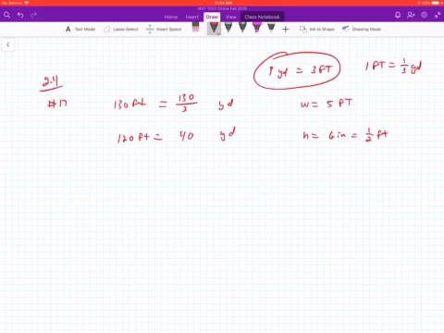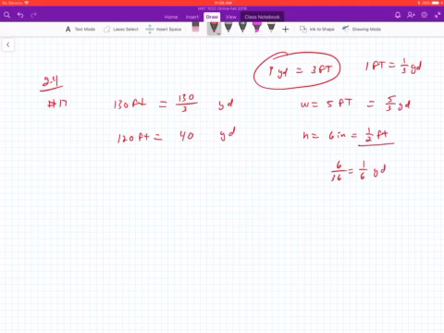Now for the 5 feet, this becomes 5 over 3 yards. And for the 6 inches, another way of doing it is we know that 3 feet is 1 yard, so 36 inches is a yard. And so if we do 6 divided by 36, we get 1/6 of a yard. We'll get the same thing if we had done 1 foot over 3. We would have gotten 1/6 of a yard.